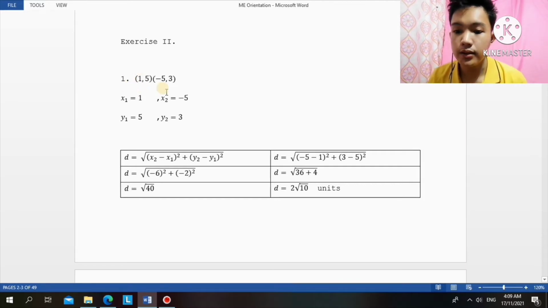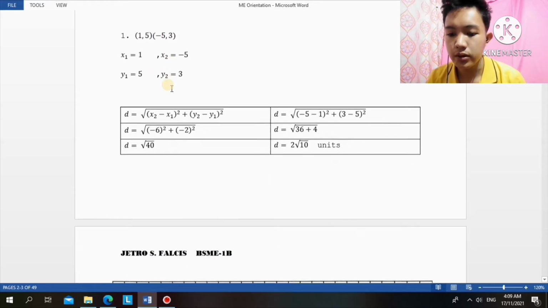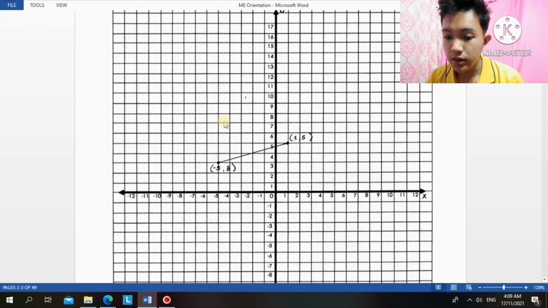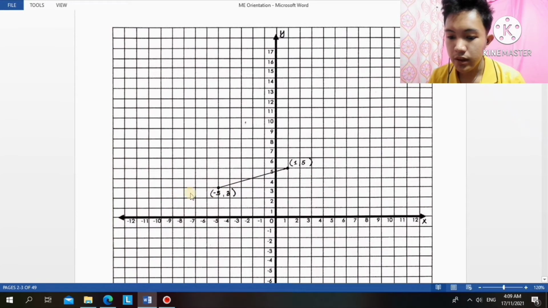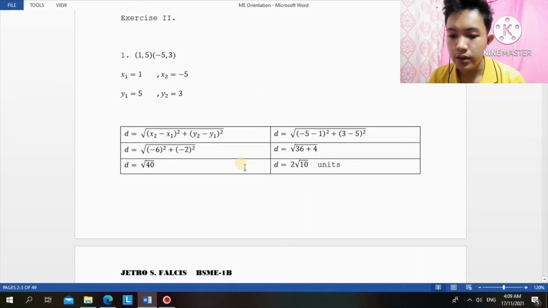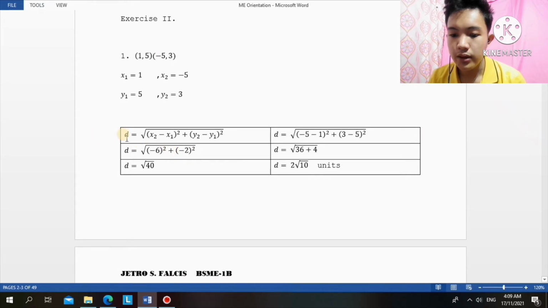Find the distance between (1, 5) and (-5, 3). So, in the coordinate paper, this is our graph. So, the distance between (-5, 3) and (1, 5). To get the distance, our formula is d equals the square root of (x sub 2 minus x sub 1) raised to 2 plus (y sub 2 minus y sub 1) raised to 2.